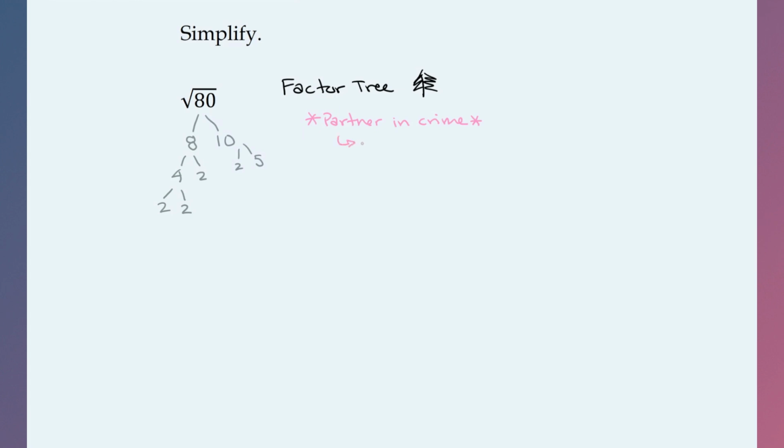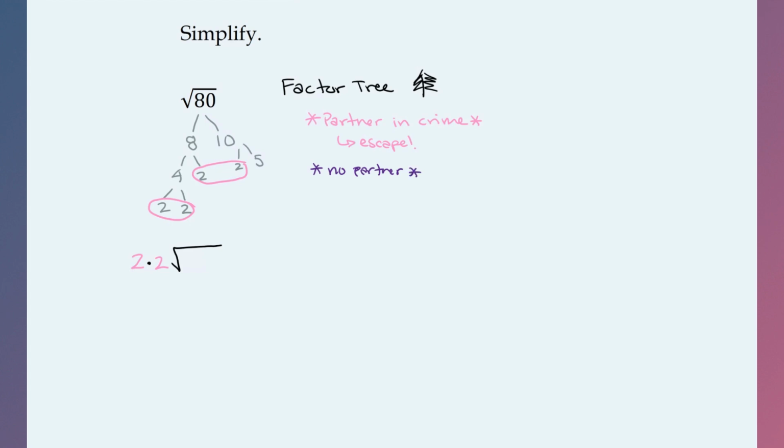So you need a partner, a pair of numbers that are the same, to come out front of our radicals. So we have a pair of 2s and another pair of 2s. So out front, we're going to have 2 times 2. Remember, this is factors, so multiplication. Anyone without a partner, so no partner, is going to stay inside of our radical jail.